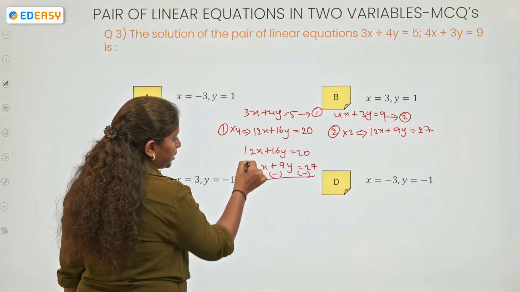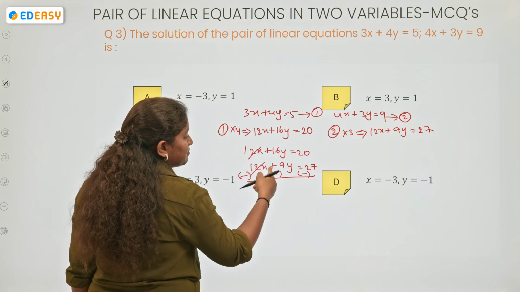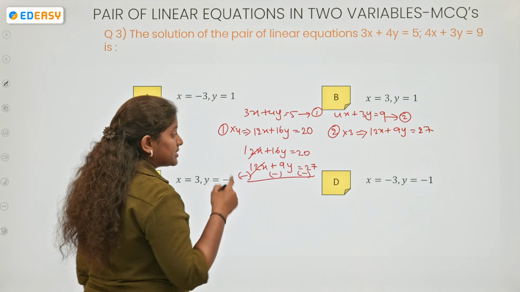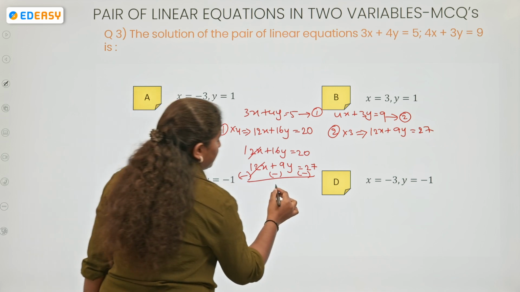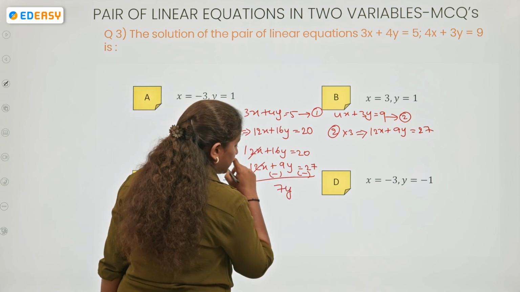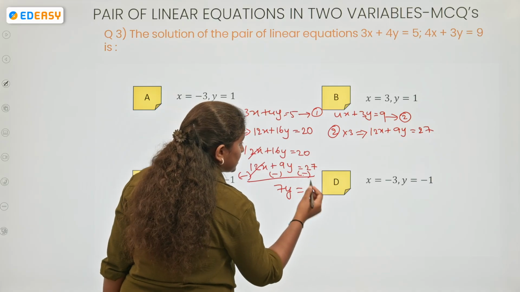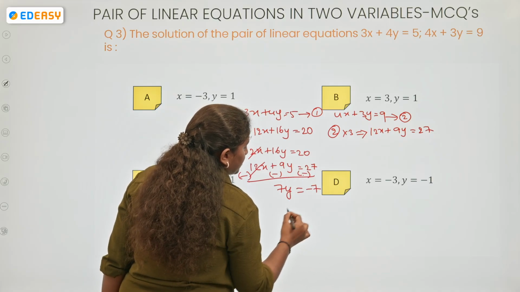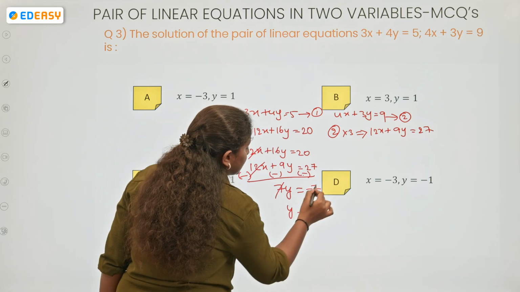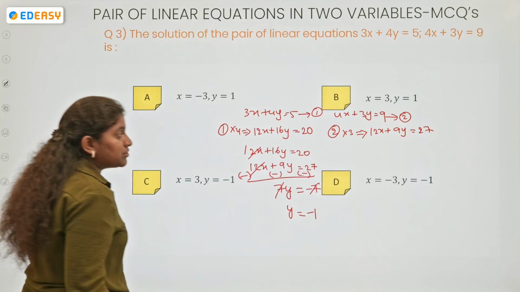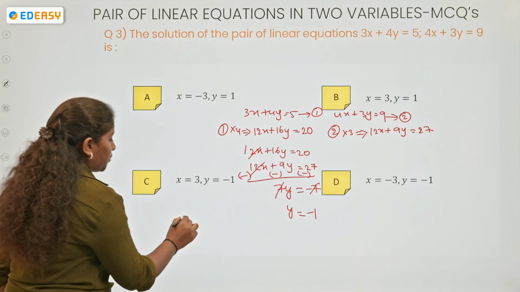Now 12x cancel. 16 minus 9. Yes, 16 minus 9. How much? 7. Right. 7y, which is equals to 20 minus 27. So that is nothing but your minus 7. So y equals to minus 7 by 7, will cancel 7 one time. So we got y value as minus 1.